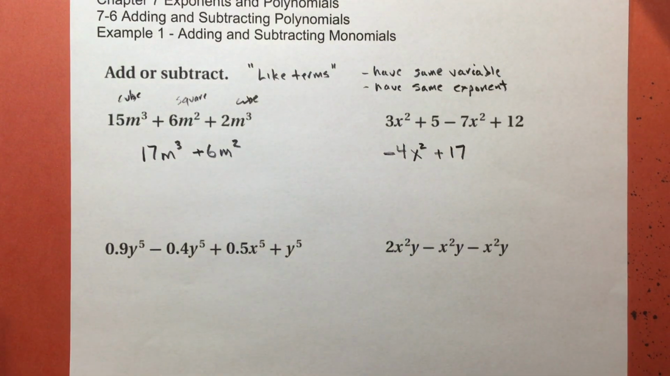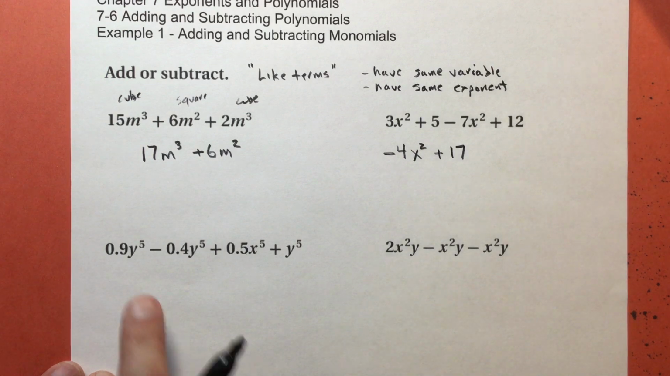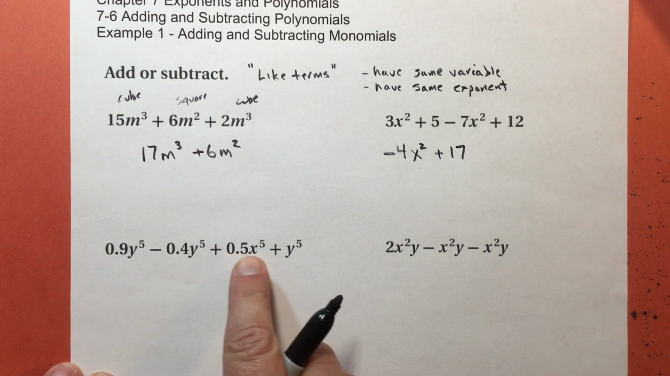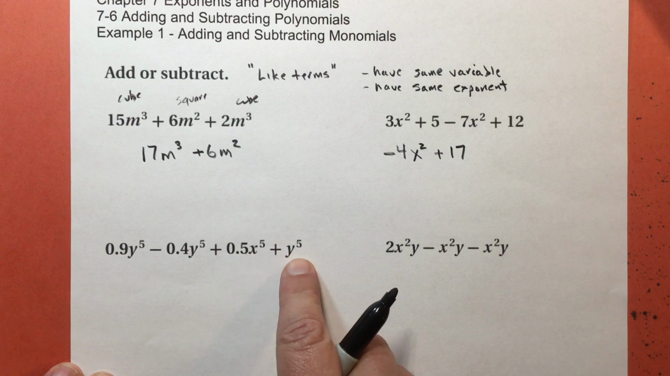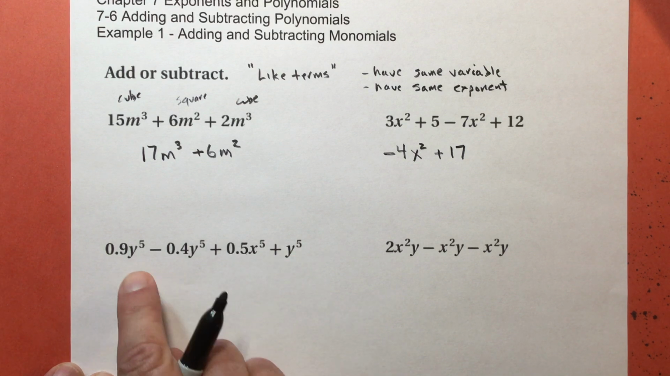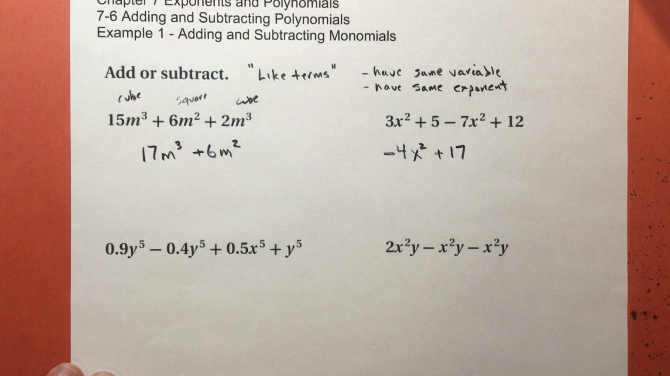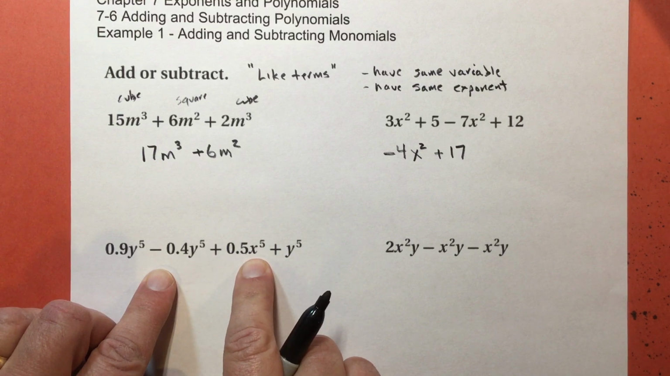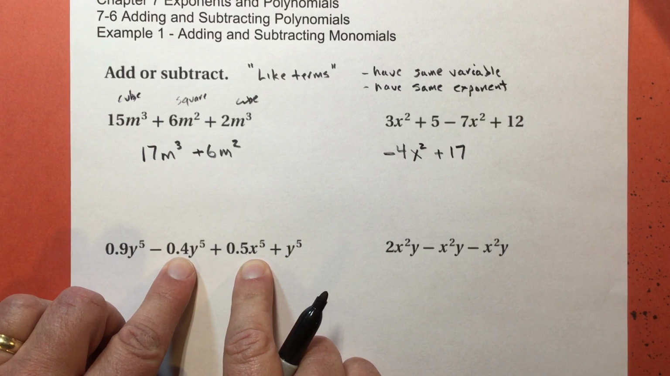All right, for the third one, don't panic because of the decimals. I've got y to the 5th power, another y to the 5th power, and I've got x to the 5th power, and another y to the 5th power. I don't know what the geometric shape would be for y to the 5th power. All right, talk to the physics people. But I do know that y to the 5th power is not going to be the same as x to the 5th power, because y is not the same as x.